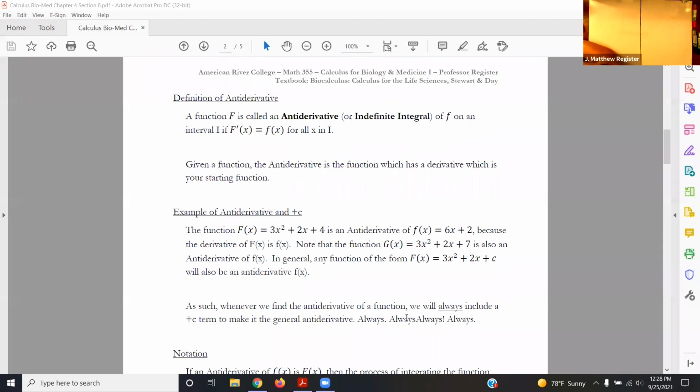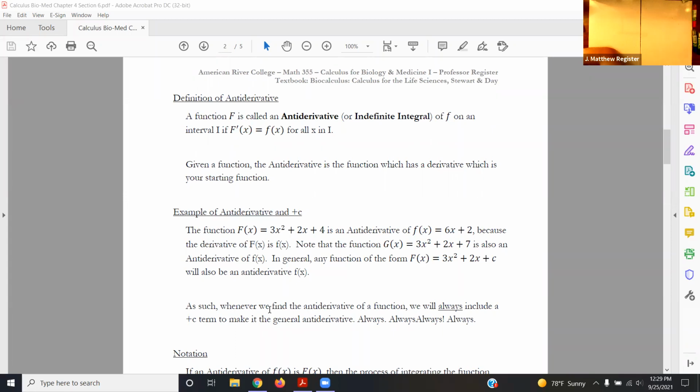As such, whenever we find the antiderivatives, we will always include a plus c term. That makes it so that this is the general antiderivative, or general indefinite integral. There's an uncountably infinite number of antiderivatives, but they will always be of this form. And so when we write the antiderivative, we will always write it in this format, where we have the plus c value included. And just to make that clear, always include the plus c.